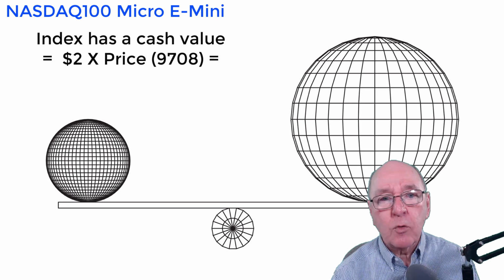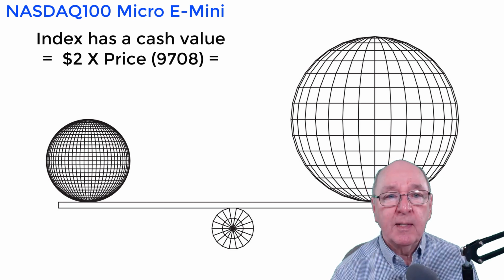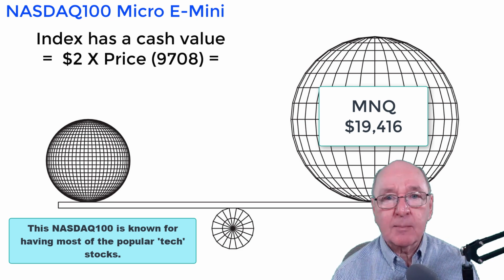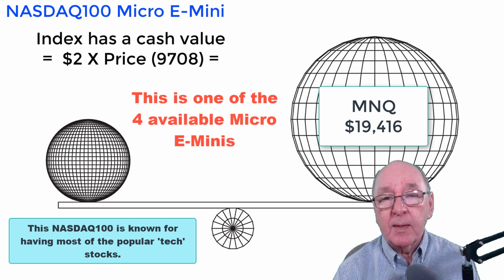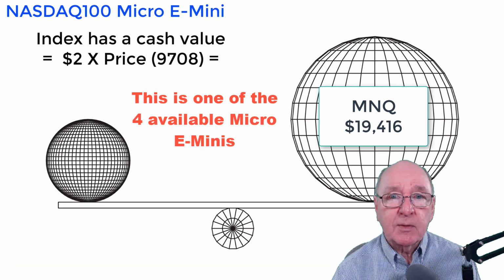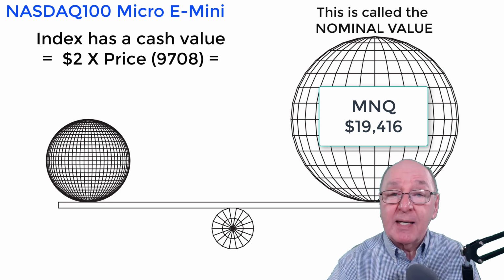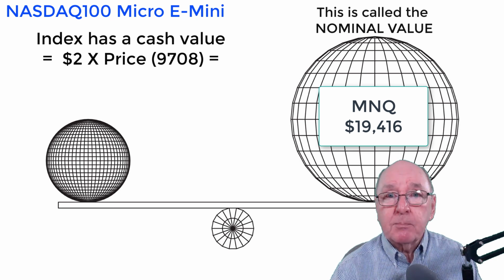In today's video, we'll be trading the NASDAQ100. It trades for $2 a point. And this futures contract, a stock index of the NASDAQ top 100 stocks, is called the Micro Emini, and the symbol is MNQ. And its cash value is, you just take the quoted value, 9708 times 2, and it's $19,416.